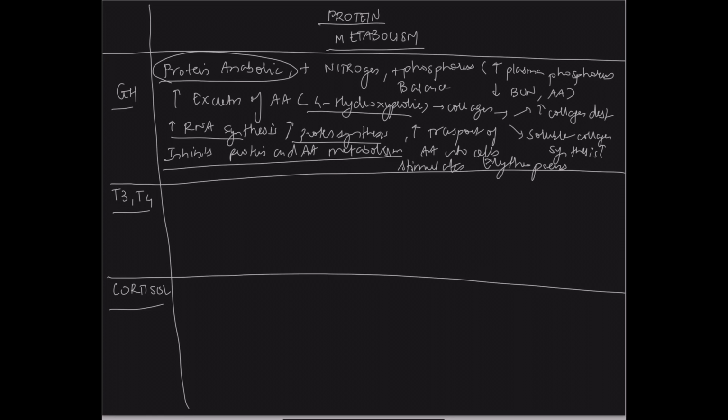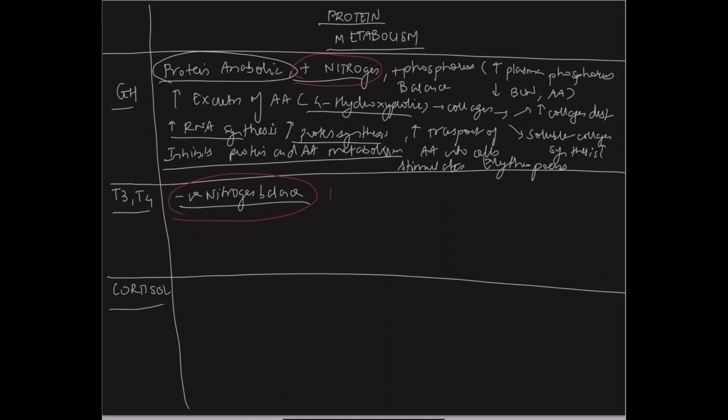Now, let's go to T3, T4. T3, T4 has one important function, that is negative nitrogen balance. In GH, it was positive nitrogen balance. Here in T3, T4, it is negative nitrogen balance. What is the meaning of negative nitrogen balance and how the symptoms develop, that we will see.